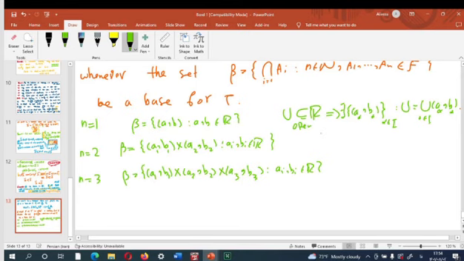In this case, any open set is a union of these squares, and in n equal to 3 any open set can be written as a union of these cubes, and in n equal to 1 we can consider open intervals. Okay? Open interval.